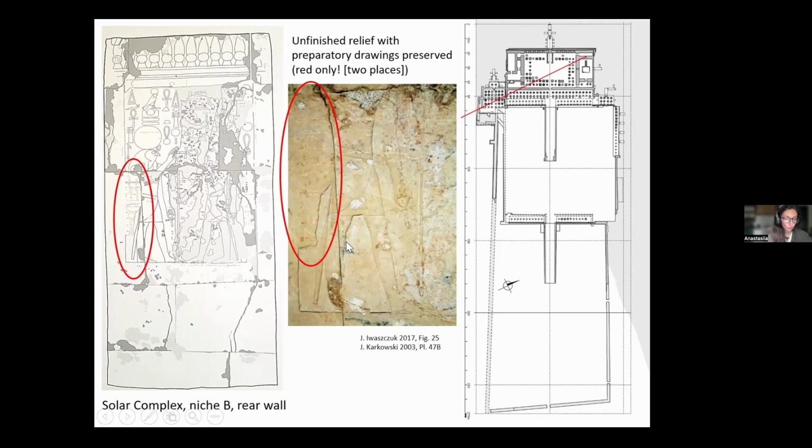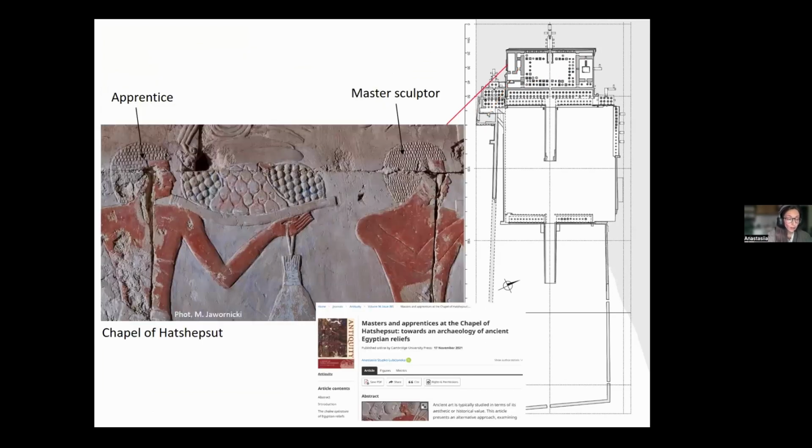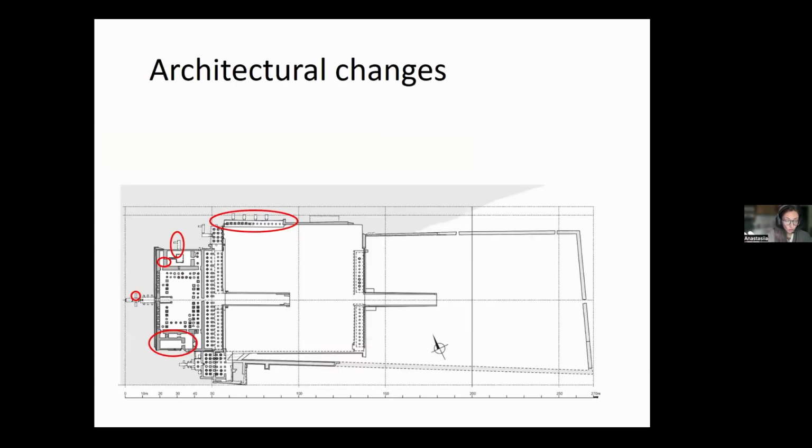This example comes from one of the niches in the solar complex, or various unfinished, sometimes imperfectly carved places, or else those places where an apprentice worked side by side with the master sculptor. Here in this photo, you can see that both were sculpting wigs. Let alone even the changes in the architectural layout that sometimes impose the change in the decoration.